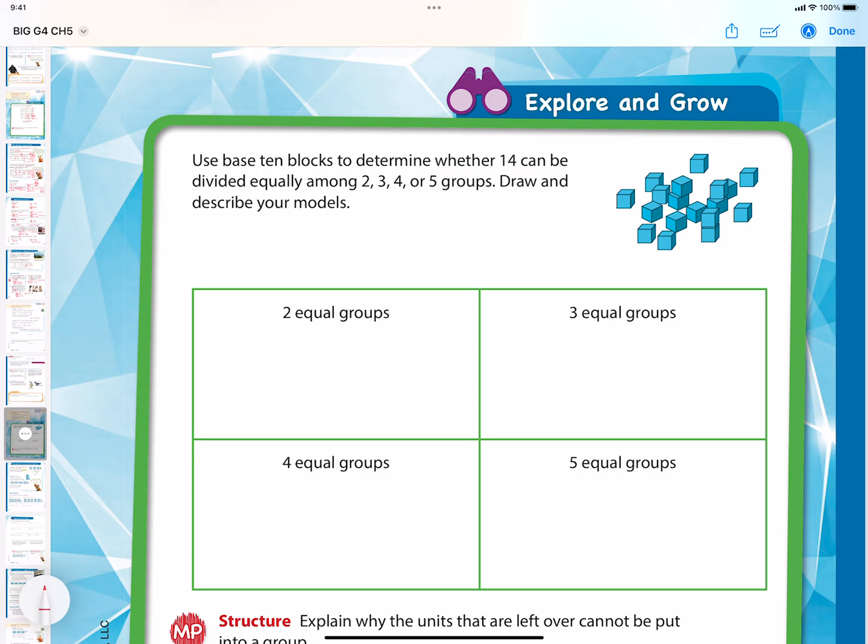All right, now you are going to use base 10 blocks to determine whether 14 can be divided equally among 2, 3, 4, or 5 groups. Draw and describe your model. Now, two equal groups. Okay, let's draw these two groups since they were asking us to draw a model. Now you have 14, right? We are going to put these 14 counters one at a time, divide, right? So far we use 6, 7, 8, 9, 10, 11, 12, 13, 14.